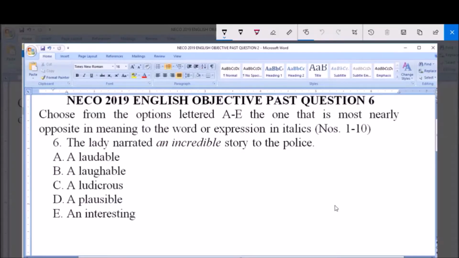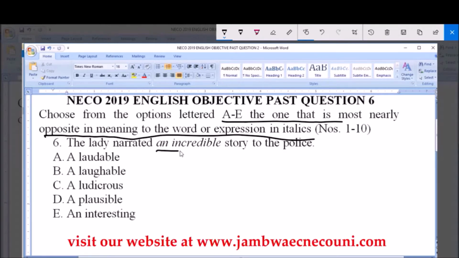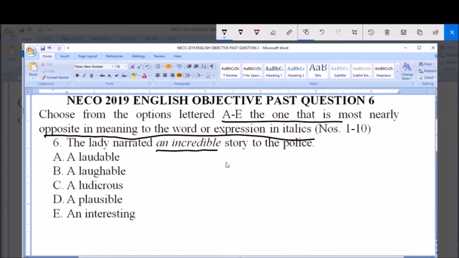Welcome. This is NECO year 2020 English objective past question number 6, and the instruction to this question says we should choose the word that is most nearly opposite in meaning to the italicized word, and the italicized word here is incredible. The sentence said: The lady narrated an incredible story to the police.